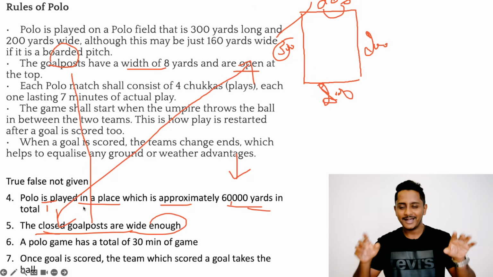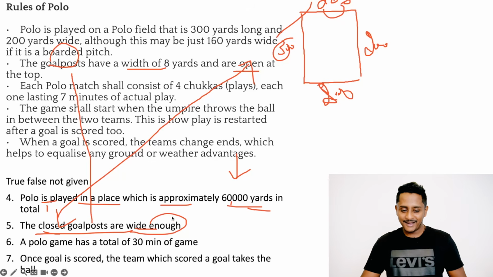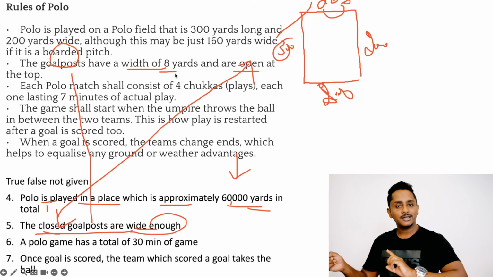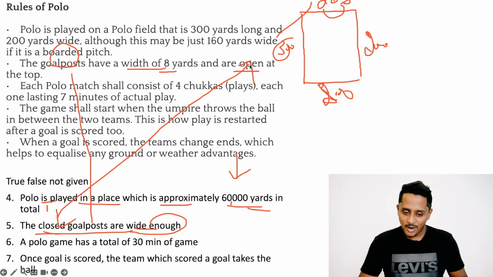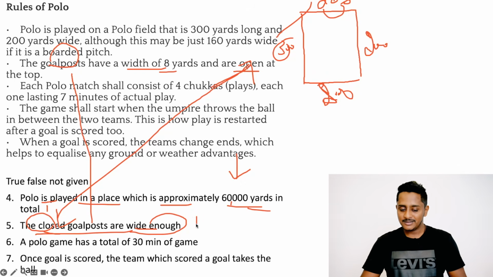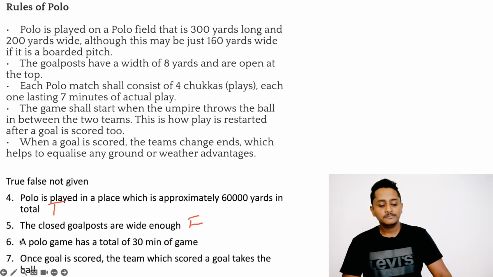Perhaps you would be looking at other things, thinking wide enough is 8 yards, can I take it as wide or not? Completely in the wrong direction. But where the goals are kept, they are open at the top, and the closed goal posts are not open. So, this is exactly contradicting. This is going to be false. Hope you are getting it. Fourth one is going to be true, fifth one is going to be false.